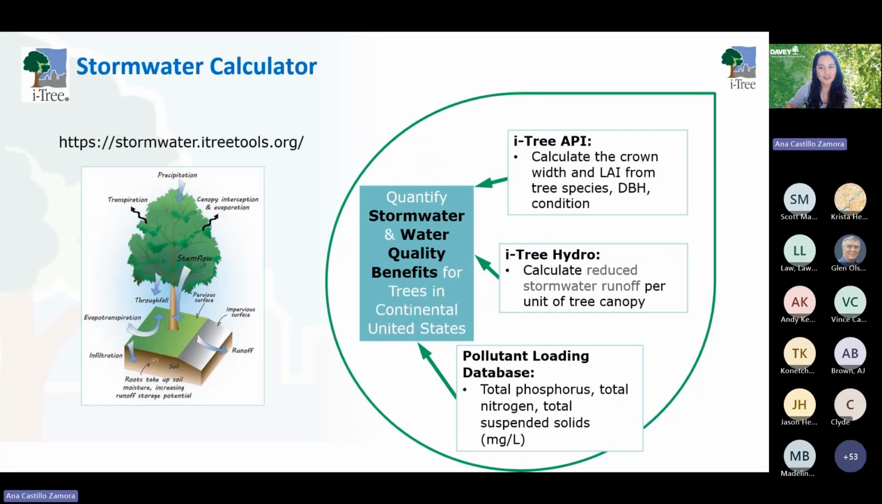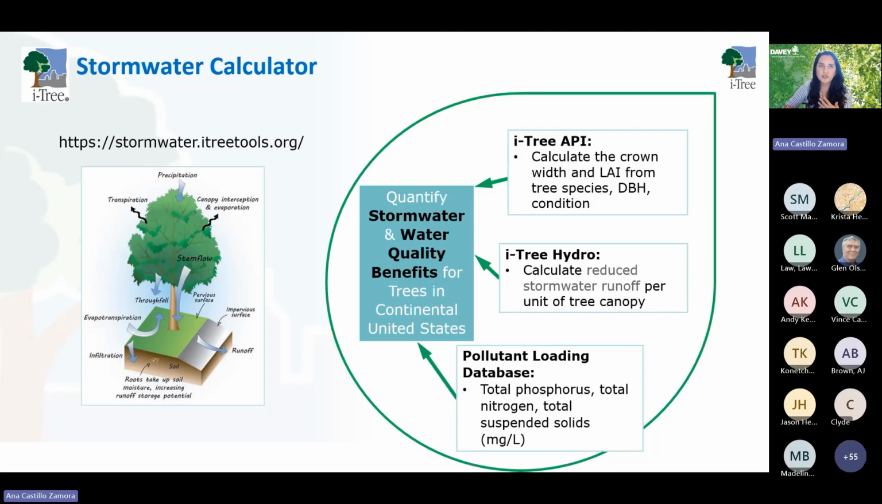And next, this is our newest tool, hot off the press, if you will, that was created by Jay Hepler, who is also part of the iTree support team. And this tool, which I'll mention, was in partnership with the Great Lakes Restoration Initiative. And the goal of this tool is to quantify stormwater and water quality benefits for trees, limited to the United States. So this tool essentially takes the tree growth model of iTree, so using actually the iTree API, and combines it with the hydrology model of iTree, which is iTree Hydro, to get at these benefits.